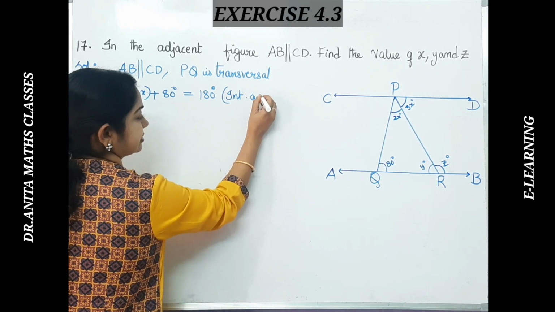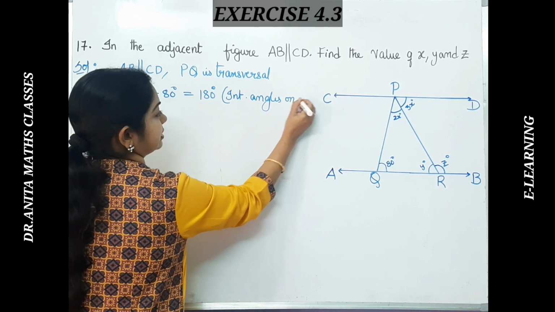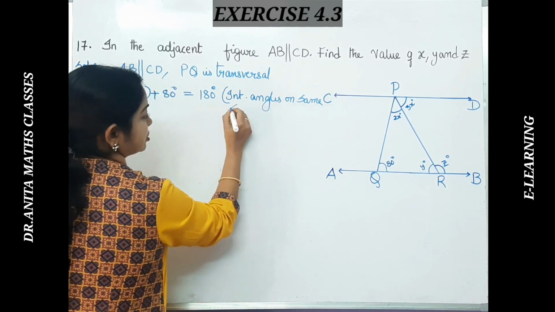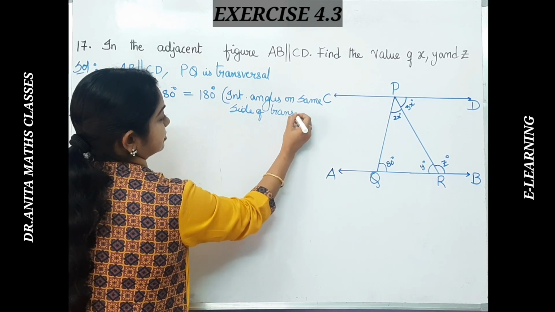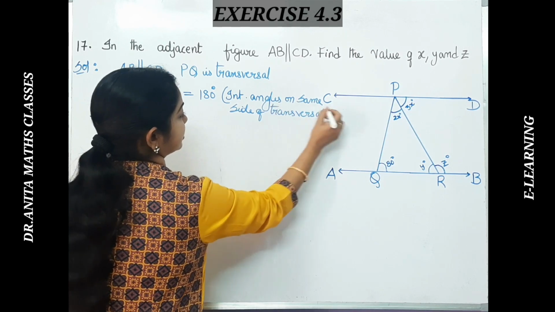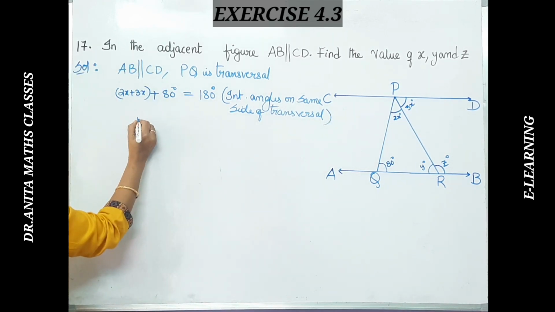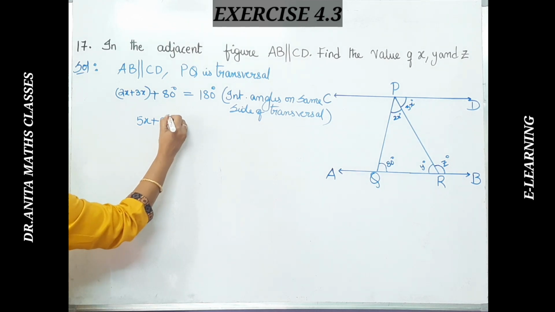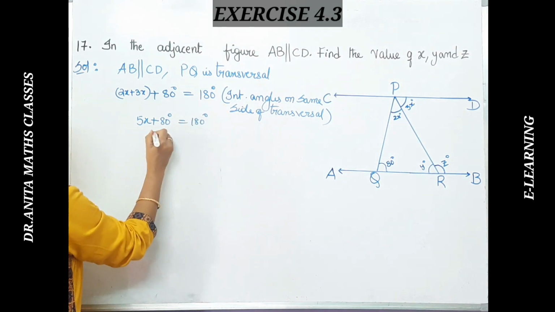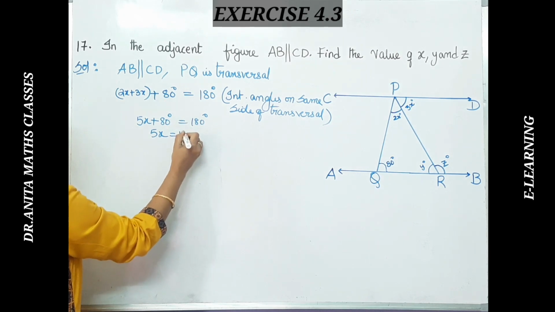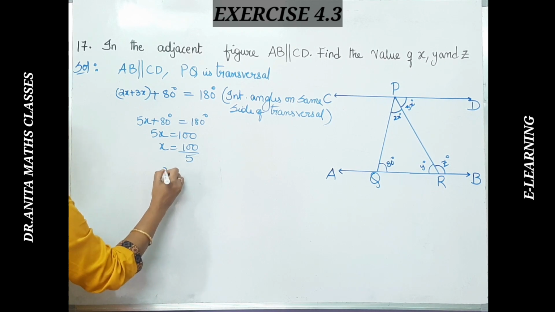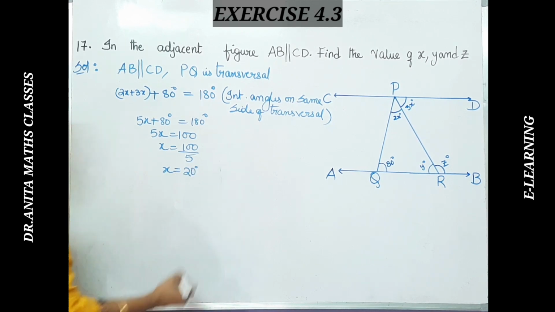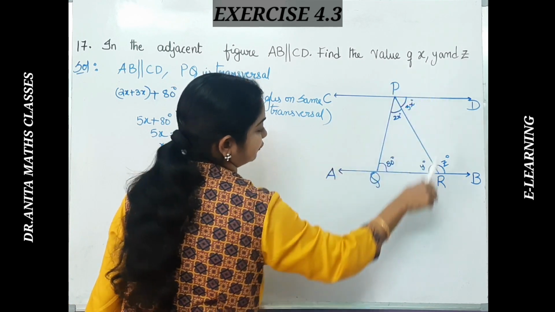Interior angles on same side of transversal are supplementary, so they are equal to 180 degrees. Right. So this is 5x plus 80 degrees equals 180. So 5x is equal to 180 minus 80, that is 100. x is equal to 100 over 5. So x is equal to 20 degrees, right? We got the x value. Now we need to find the y value.